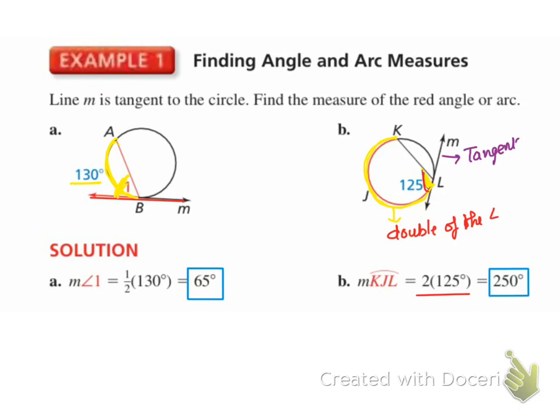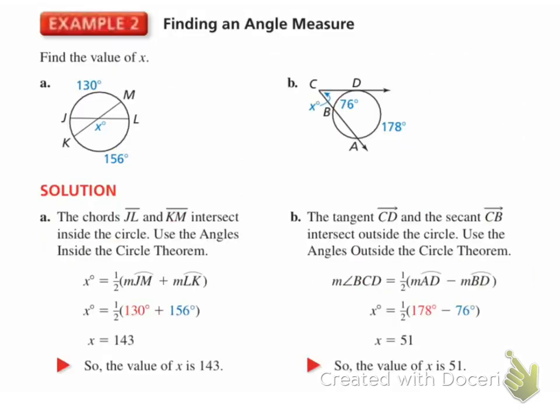All right, let's move to example 2, finding an angle measure. In this case we are using the angle inside the circle theorem. This one is the inside one, and that's the angle outside the circle theorem. That's 10.15 and 10.16, so you can always check back.